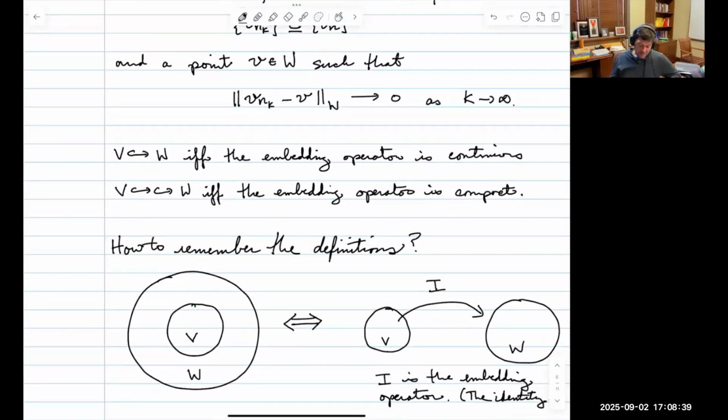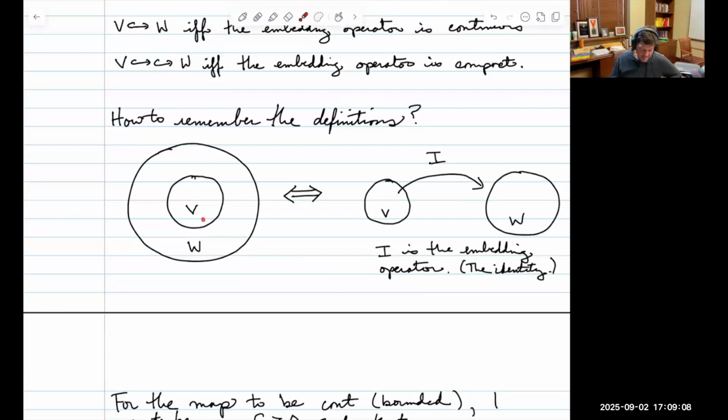Now, if you've ever studied a little bit of operator theory, some of you were in my class 547 a few years ago, and we studied operators and embedding operators. All this means is that the embedding operator is continuous, and this means that the embedding operator is what we call compact. How in the heck do you remember these definitions and what they mean? Well, first of all, we have V being a space inside of W. If V is in W, then there's a standard mapping that goes from V into W. It's called the identity mapping, sometimes also called the embedding mapping.